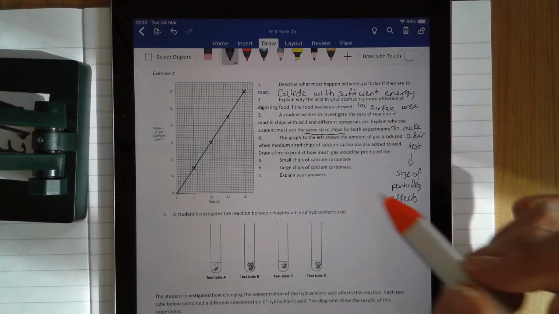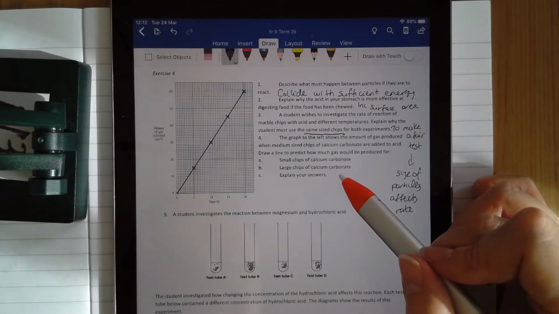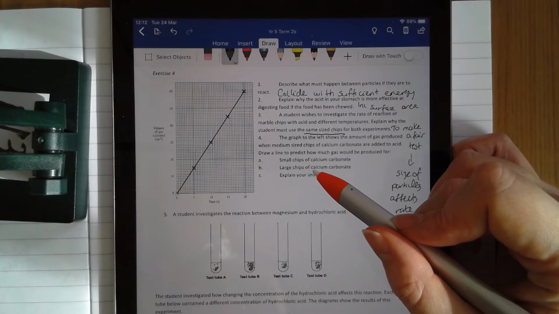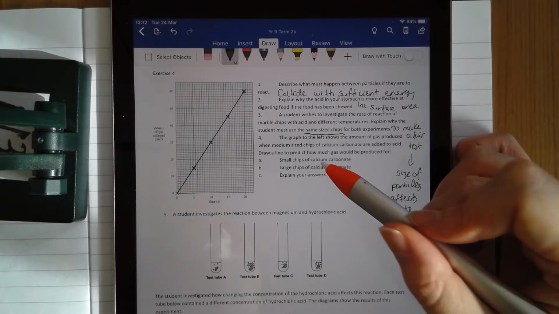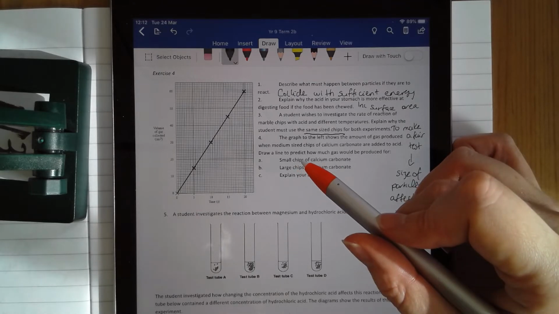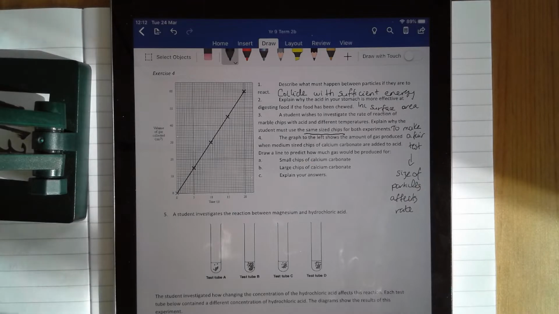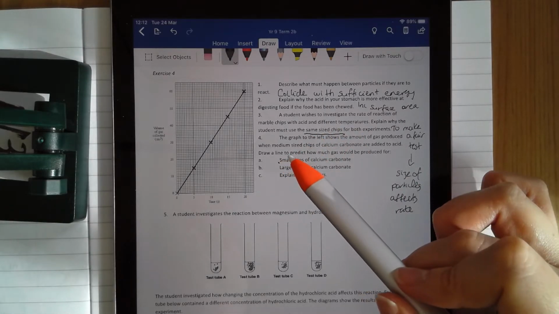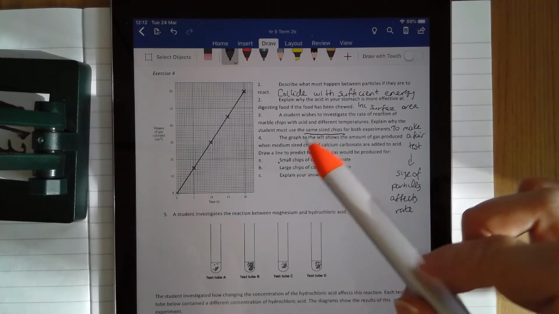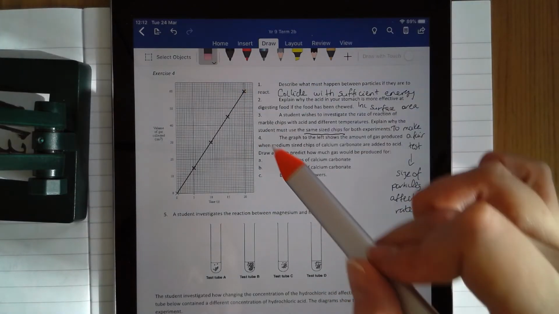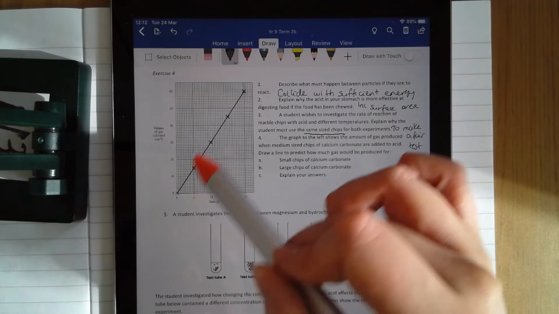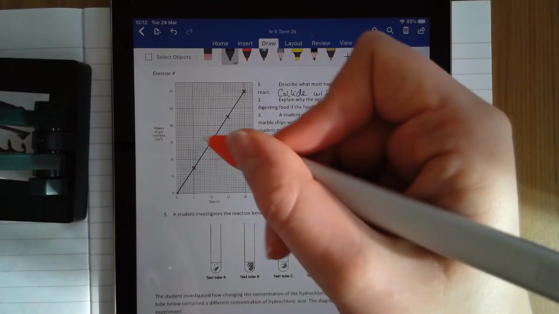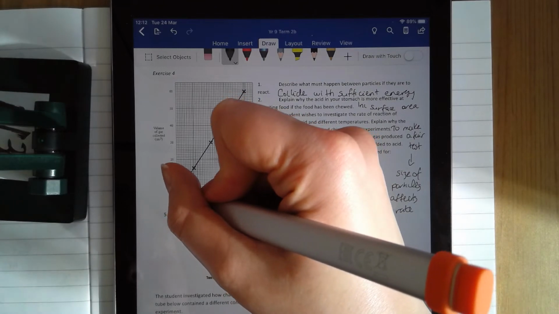So if I'm using smaller chips of calcium carbonate, if you're using different sized chips, but you're still using the same amount of chips, if you're using smaller sized chips, you are going to get a faster rate of reaction. Remember, smaller chips means more frequent collisions, means a faster rate of reaction. So when I'm drawing my line here to show that the reaction is faster, I'm going to draw it steeper. I'm still going to start here at 0, but I'm going to draw it steeper.